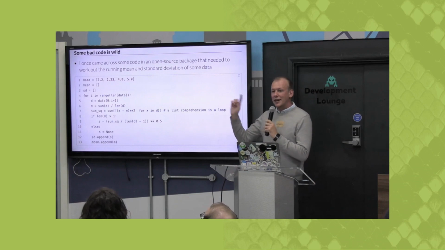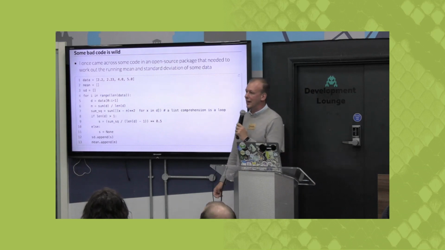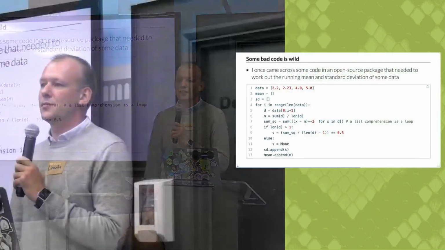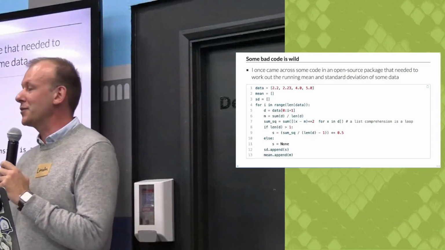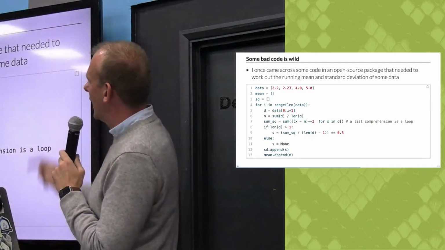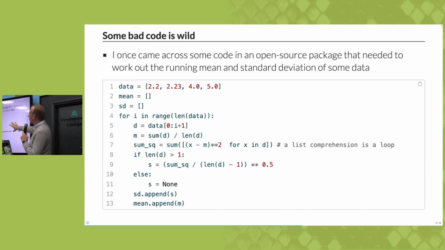Right, but like I said, I come across a lot of bad code in the wild, which could have been solved by just people picking up a textbook. And here's an example. This is more or less some code that I found in the wild, simplified a little bit. Now, this code works out a running mean and standard deviation of a list of numbers. So you have a list of numbers, right?